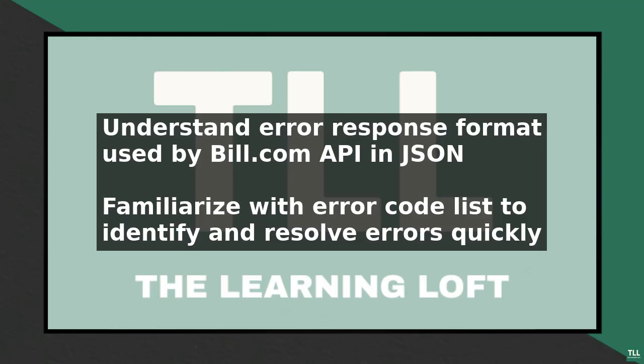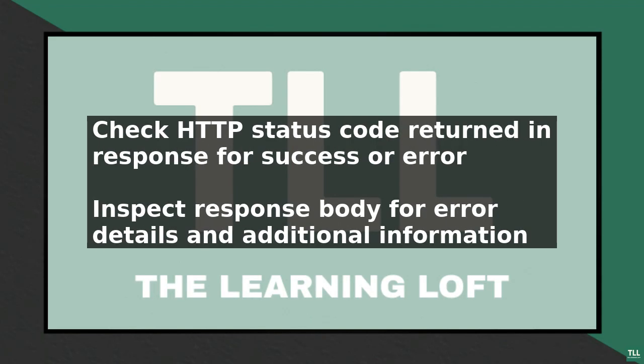The API returns error responses in JSON format, containing error codes, messages, and other relevant details. Familiarize yourself with the error code list provided in the Bill.com API documentation to identify and resolve errors quickly.